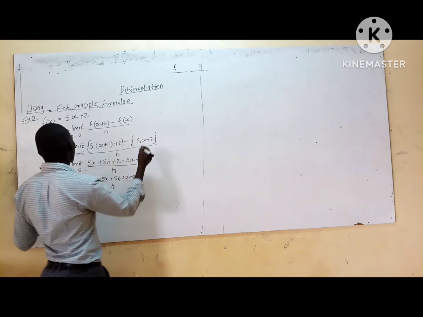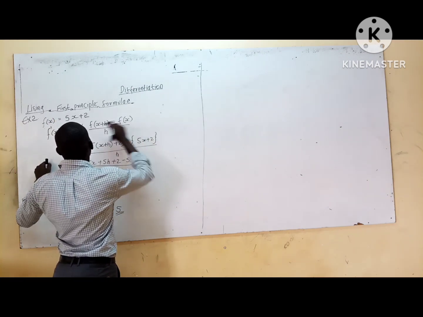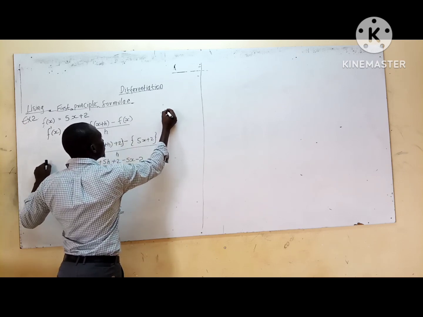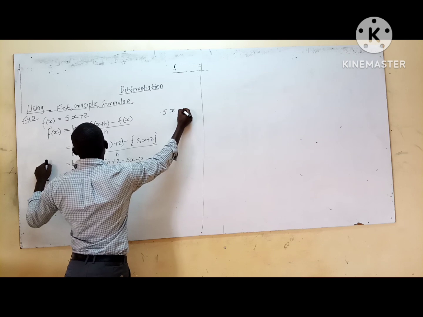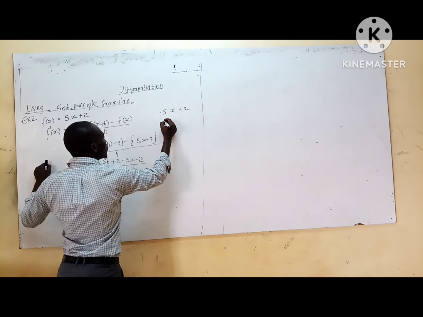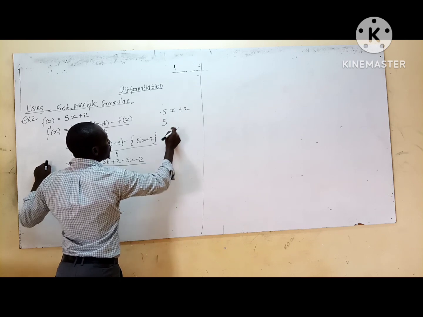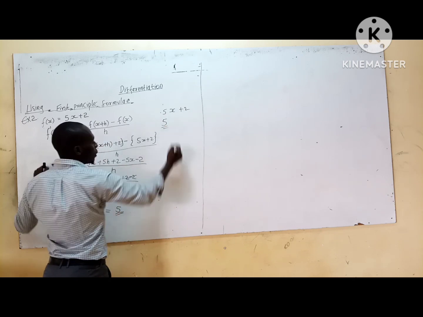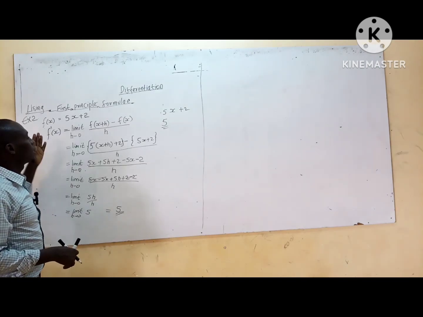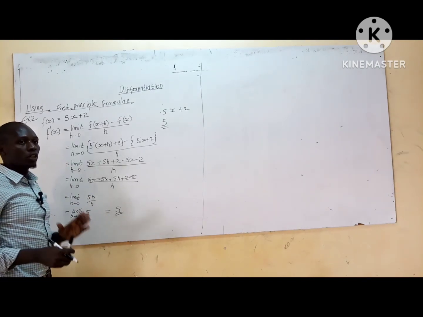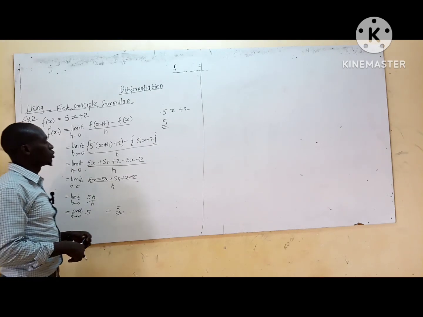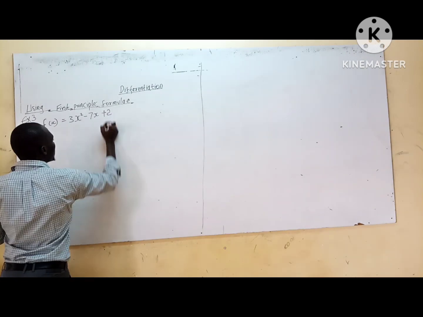For the normal differentiation, when we differentiate 5x plus 2, we will have 5 for the first term, and when we differentiate the constant, we will have 0, making our answer 5. So this is carrying out differentiation using the first principle. Let us now get into our next example.